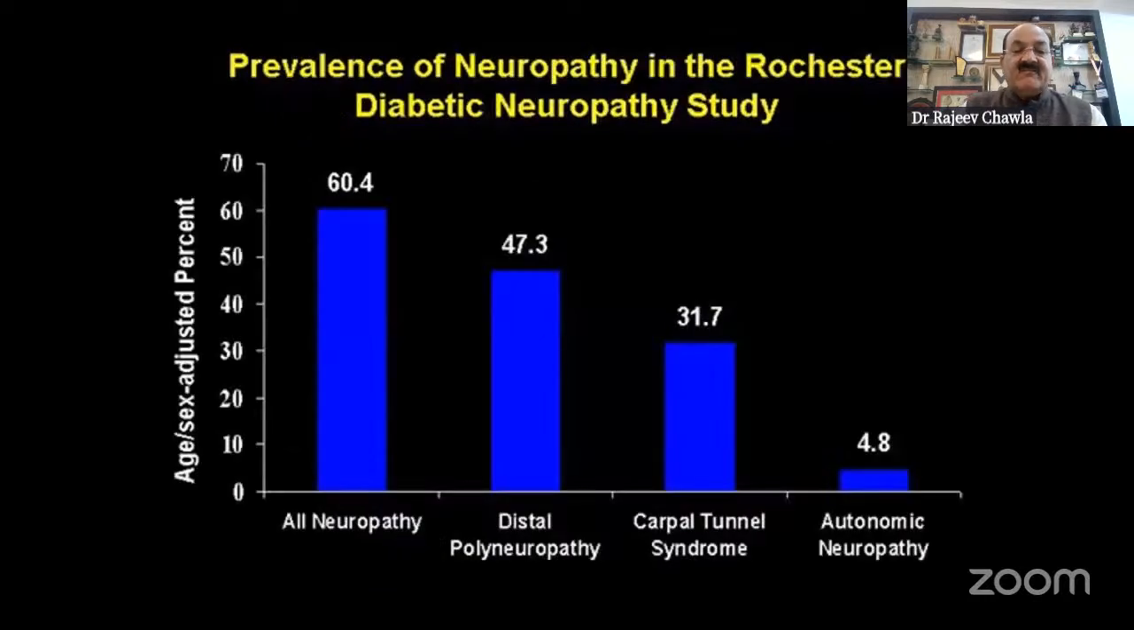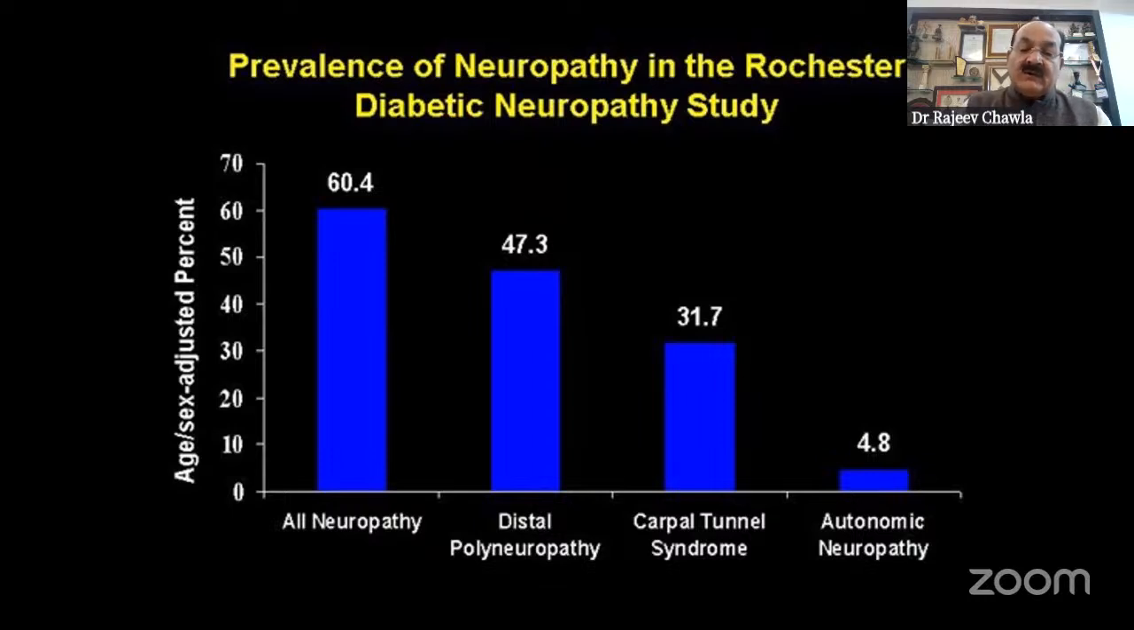As I said, various studies have given various percentages of prevalence of neuropathy, but this is one of the earliest, a very, very benchmark study, the Rochester Diabetic Neuropathy study, which said that if you sum up all sorts of neuropathy in the setting of type 2 diabetes, almost 60% of patients will have evidence of diabetic neuropathy. If you're talking of only distal polyneuropathy, again close to 50% of patients will have neuropathy.